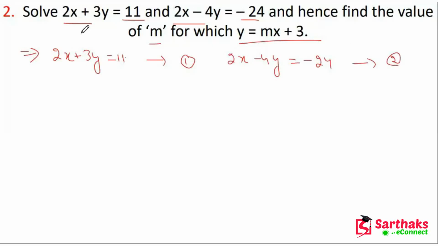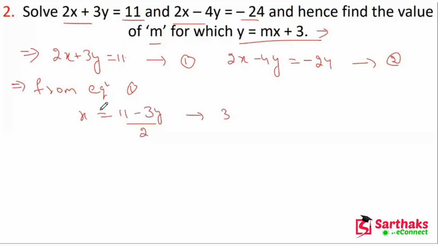Now from these equations, we have to find the value of x and y and put the value of x and y in this equation, y is equal to mx plus 3. So now from the first equation, we have to find the value of one variable. So now we are finding the variable x. So we get x is equal to (11 minus 3y) divided by 2. This is the third equation.